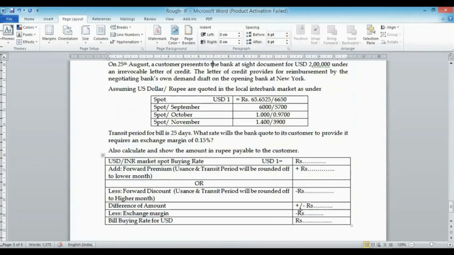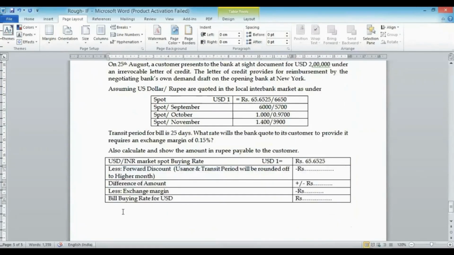Now, the problem. 25th August. The rate is given, and as it is a buying case, we have to take the rate as 65.6625. Then we have to find out whether the case is of forward premium or discount. 6000 to 5700, it is reducing. $1 to 0.97, that means it is reducing. It is not increasing. It is at discount. That means the premium concept will not be applicable in this case.